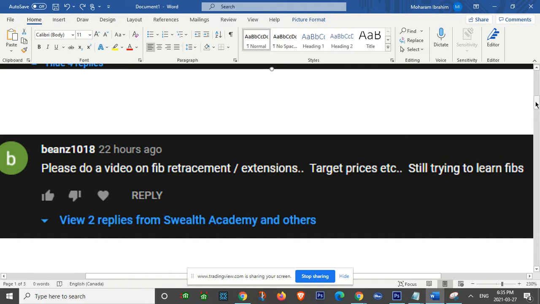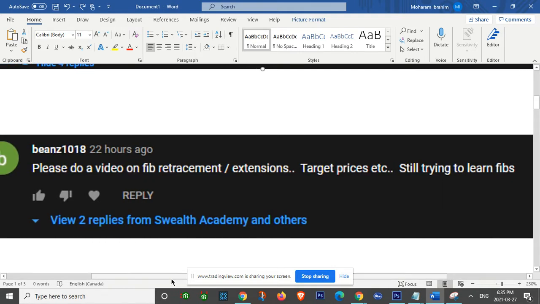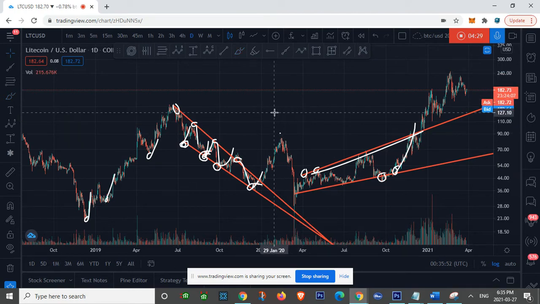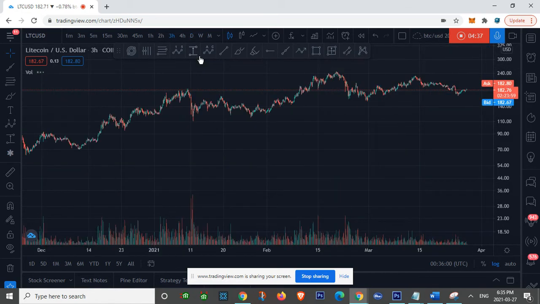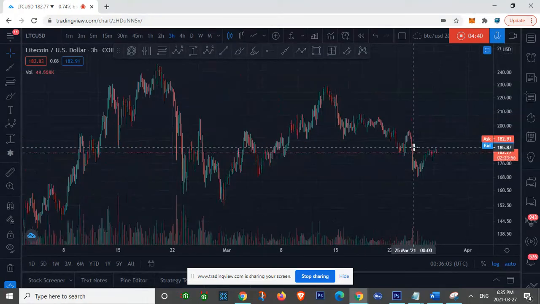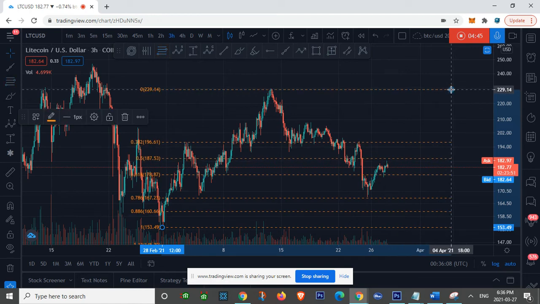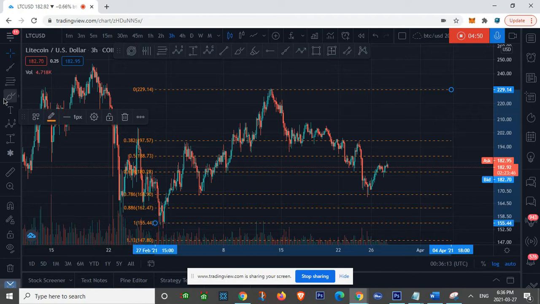Please do a video on fib retracements, extensions, target prices. Still trying to learn Fibonacci's. Great question. Let's get straight into this. So Fibonacci retracements, why are they used? First thing you must understand is why do investors use Fibonacci tools? The reason is these Fibonacci tools that you draw from the bottom to the highest give you an indication of where there's going to be a reversal, okay? A potential reversal or support.